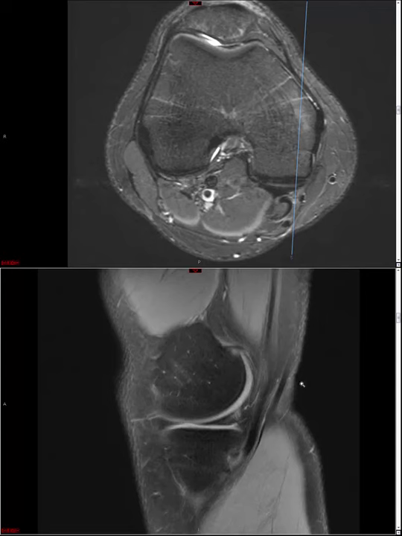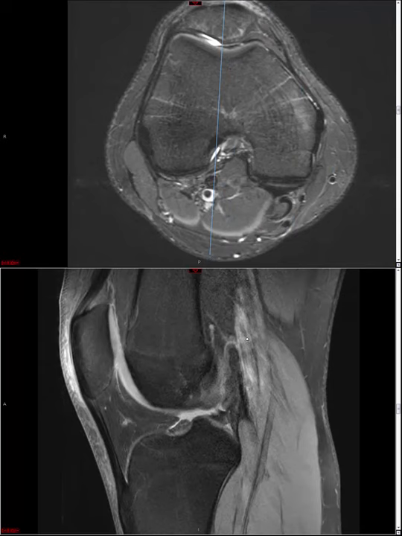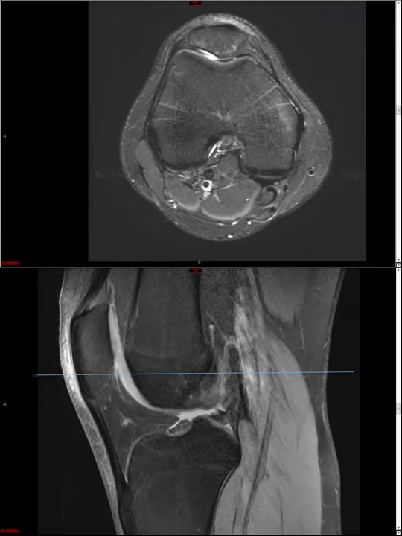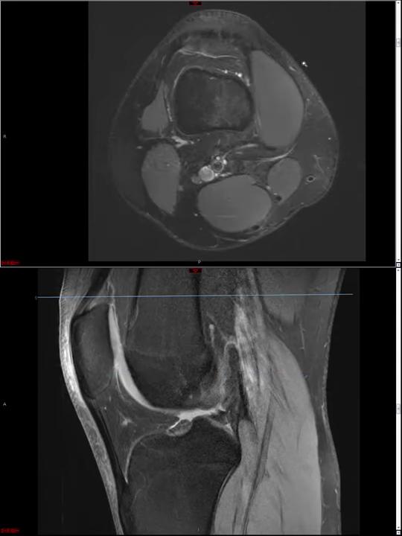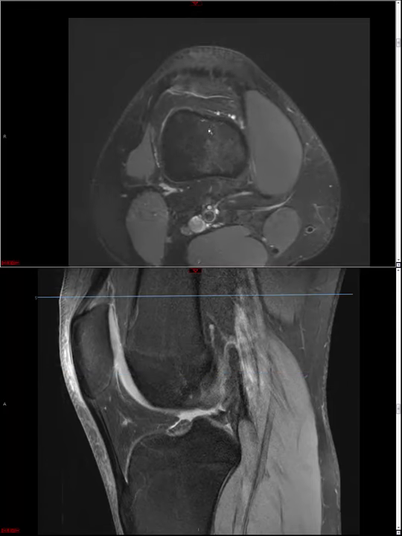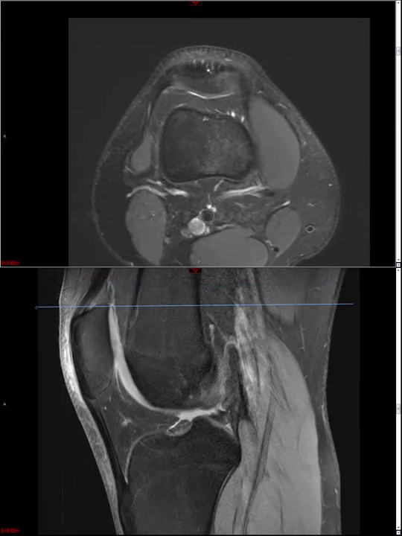Okay, so we've done the menisci, we've done the cruciate ligaments and collateral ligaments, and now we'll look at the extensor mechanism, including retinacula. Generally, the extensor mechanism assessment starts with an assessment of the quadriceps and patellar tendons. Let's start with the quadriceps tendon. It, too, is yet another one of these structures that can have a nice, normal, striated appearance.